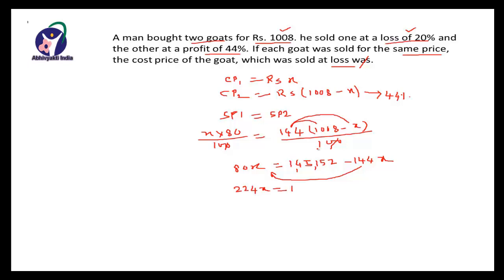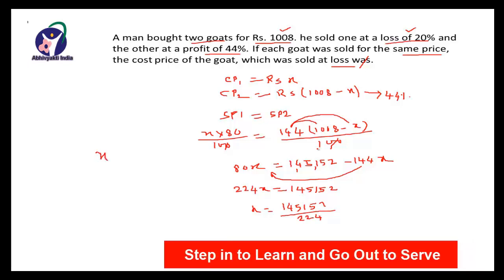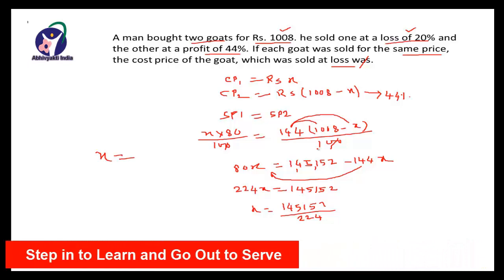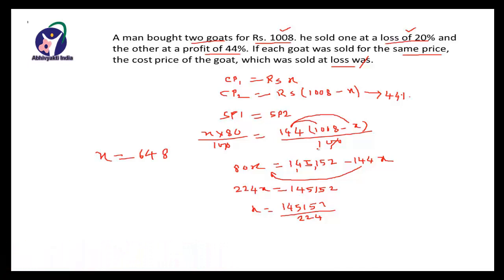which is equal to 1,45,152, and therefore X will be equal to 1,45,152 divided by 224. So if you divide this, you get X is equal to 648, and therefore the goat which was sold at a loss had a cost price of rupees 648.